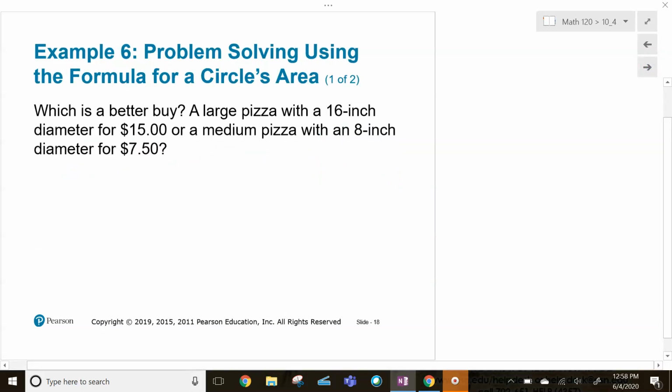All right, let's finish here by talking about a problem using the formula for a circle's area and figure out which one's a better buy. You're offered a large pizza with a 16-inch diameter for 15 bucks, or do you want to go with a medium pizza with an 8-inch diameter? It's 7.50. So which one's the better deal?